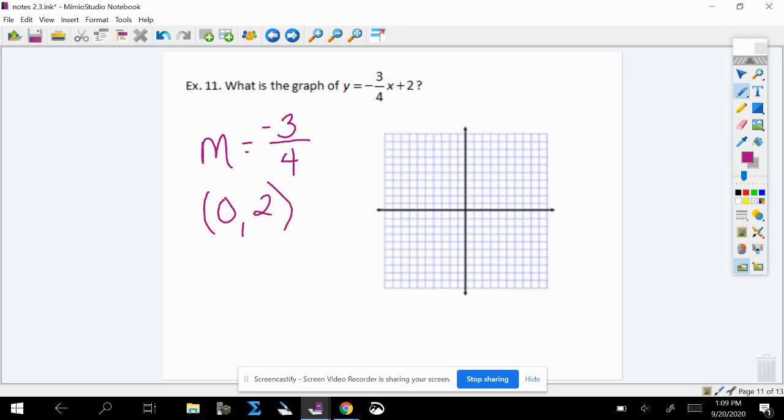So I'm starting at the point (0, 2) again, so just like the last one, I'm starting up 2 units. Because my numerator is negative, that means I actually want to go down. So I'm going to go down 3. I'm still going to the right 4. So from that point that I put on my graph, I'm going to go down 1, 2, 3 points, and then I'm going to go over 4 points, and I'm going to end up right here. So down 3, right 4, and then I'm going to connect those dots.